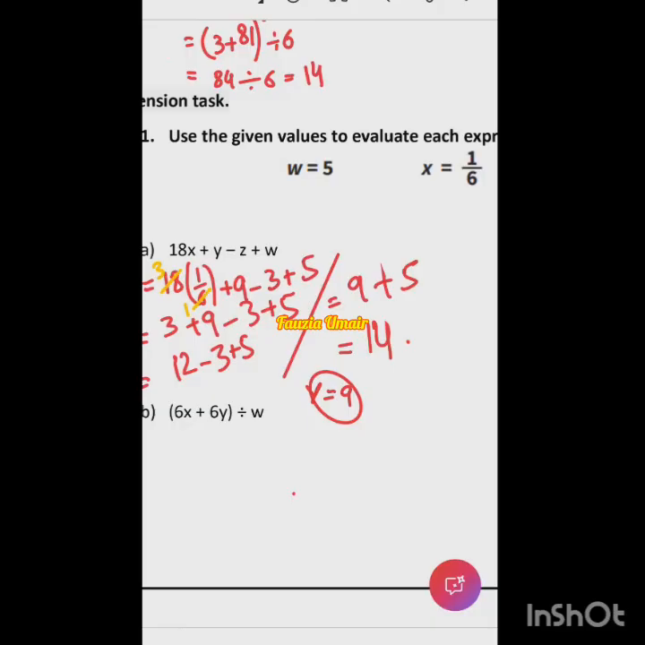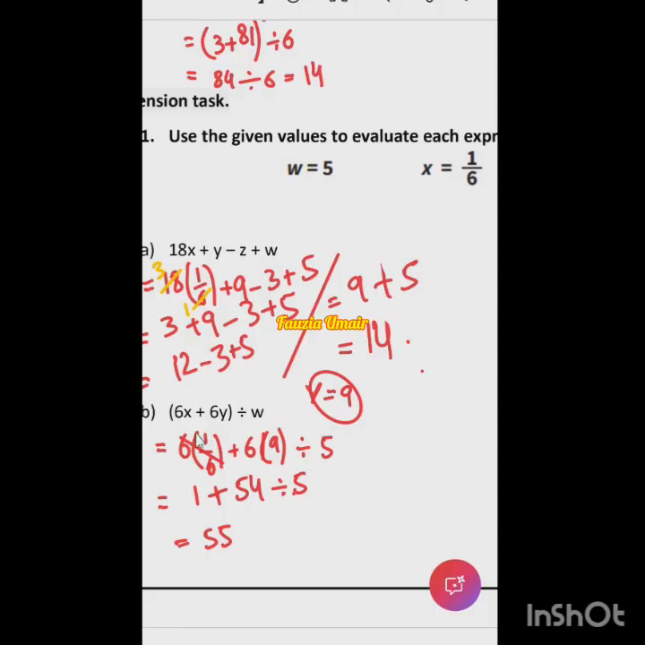Yes, right. So let's try. Ma'am, first I wrote the values. X is equal to 1 by 6 plus 6 into Y, which is 6 into 9, divided by 5. Now I saw the bracket, so 6 and 6 we can cancel. 1 plus 6 times 9 is 54, so this is 55 divided by 5, which is 11.